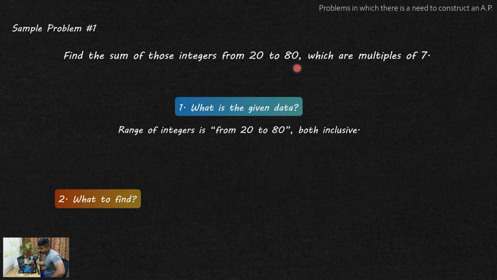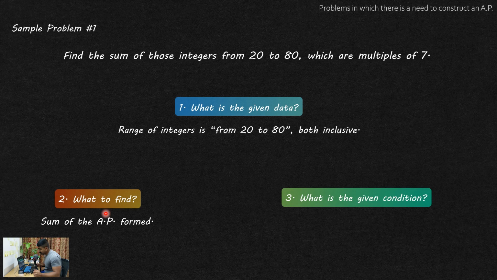Alright, the second question was what to find. So here we have to find the sum of the AP formed. The third question is what is the given condition. So the condition is that all the terms of the AP are multiples of 7.